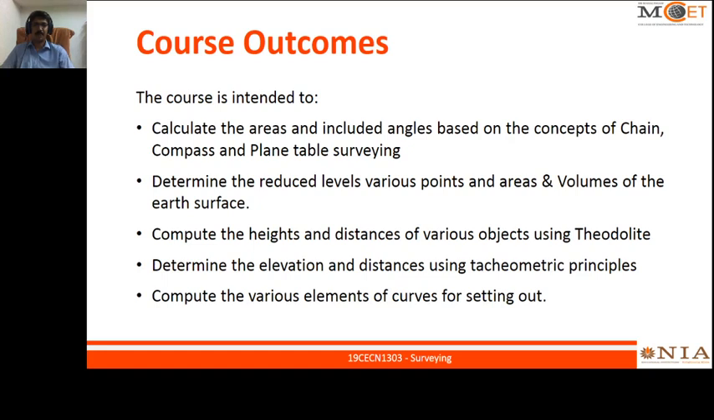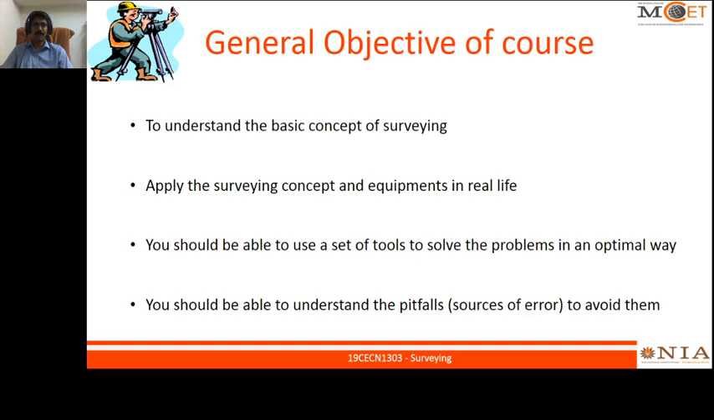So already I have explained the course outcomes. Five outcomes are there. The first one is to calculate the areas and include angles based on the concept of chain, compass and plane table surveying, that we are going to concentrate on now. Apart from that, the overall general objective of this surveying course is to understand the basic concept of surveying and apply the surveying concepts and equipment in real life. That is more important. I need to use it in my real life. You should be able to use a set of tools to solve problems in an optimal way. You should be able to understand the pitfalls, that is the sources of error, and how we can avoid them. That is the general objective of this course.